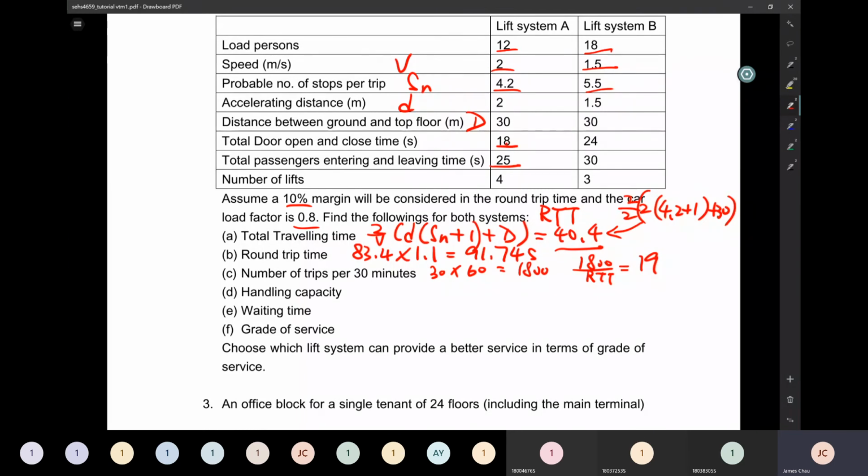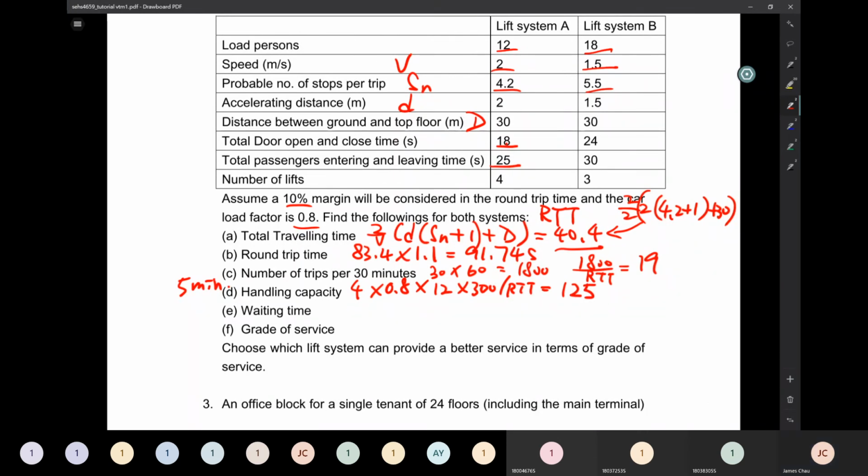Okay. Now the handling capacity remains a 5 minute handling capacity. Therefore, you apply the formula that you have 4 lifts multiplied by 0.8, the car load factor. The weighted load is 12 times 300 over RTT. This one, you have the handling capacity equal to 125. Again, we take the integer part only.